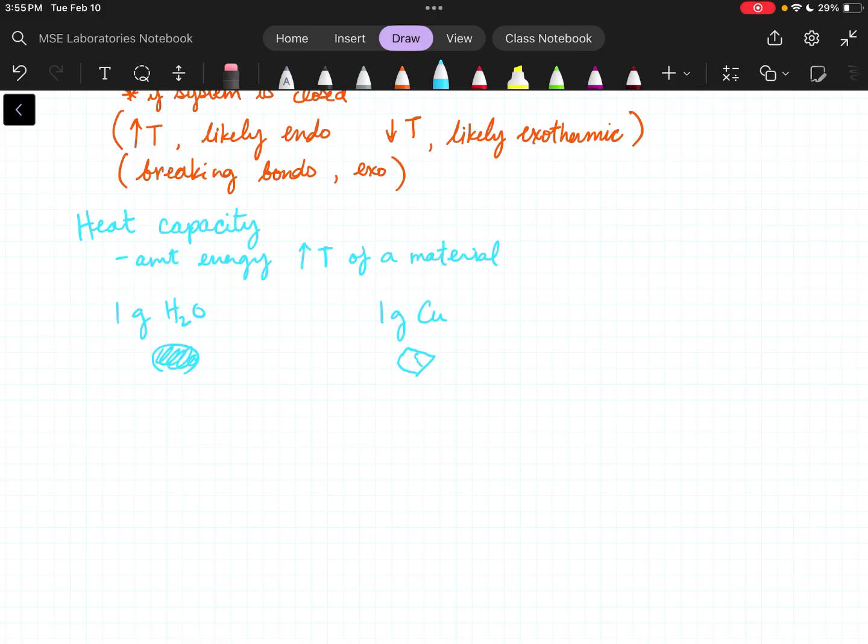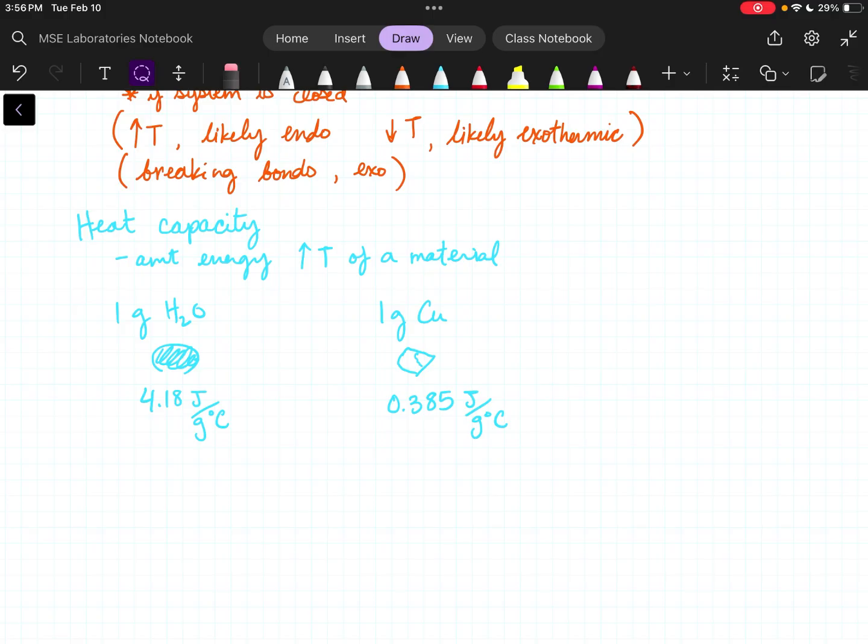Water's heat capacity is 4.18 joules per gram degree Celsius. And we are going to go into what all of those units mean. I'm not going to just throw units at you and expect you to know what's going on. Copper, assuming this is a pure chunk of copper, its heat capacity is 0.385 joules per gram degree Celsius.